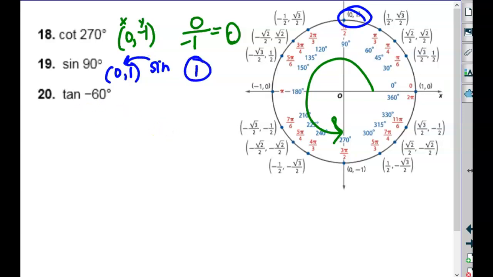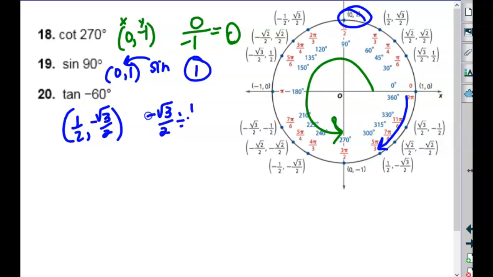Okay, tangent of -60, figure it out. So ordered pair. Tangent is y over x. That's going to simplify just to -√3, right? You can do a bunch of flipping if you want, but it's just going to be the y over the x. Literally, you could ignore the denominators and put the y over the x. Okay.